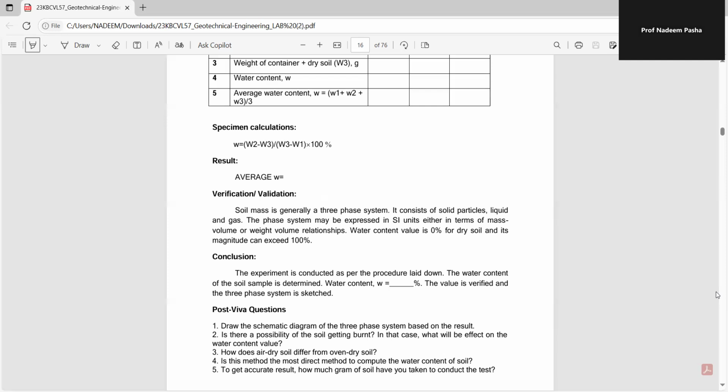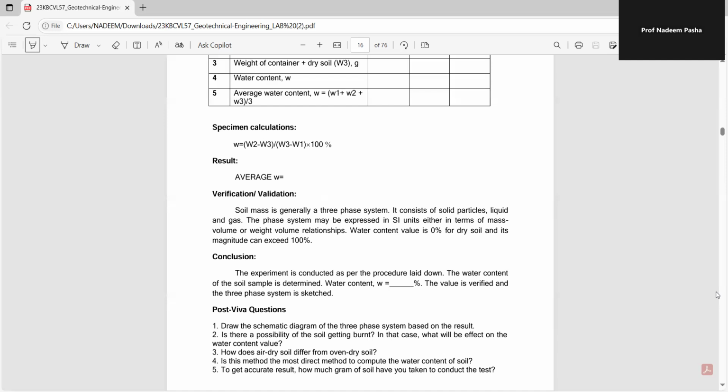Is there a possibility of the soil getting burnt? In that case, what will be the effect on water content? No, these are rare cases. In the case of the oven, the soil may burst out. How does air-dry soil differ from oven-dry soil? Air-dry soil contains air voids and water, whereas oven-dry soil is completely free from all that.